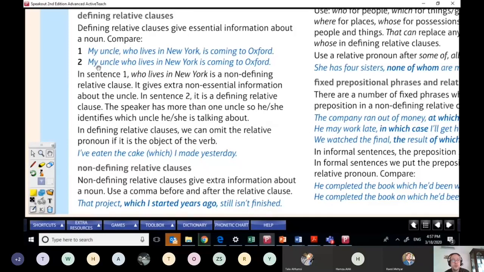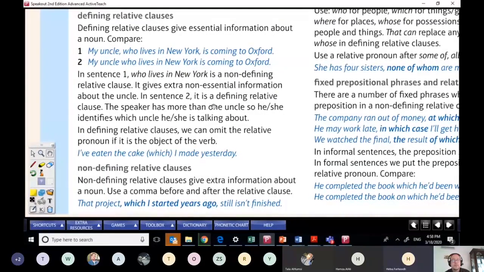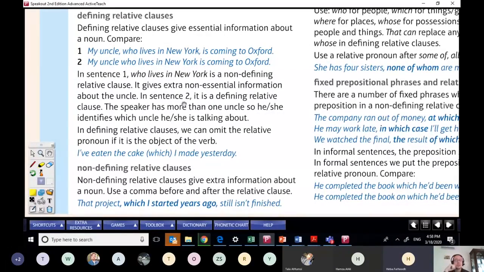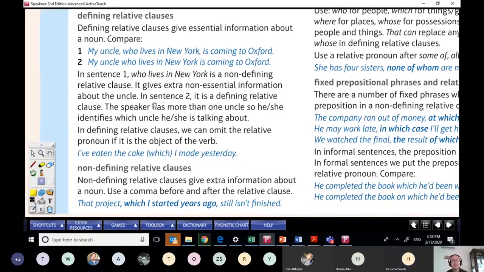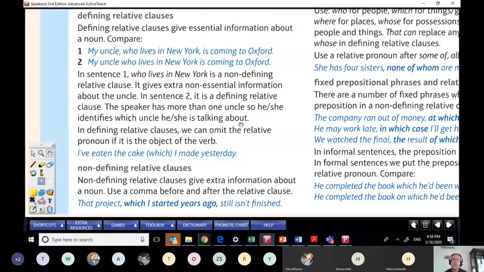Now here, part two, my uncle who lives in New York is coming to Oxford. Now this information becomes very important to the fact that it's describing the uncle. In the first sentence it's not important, and in the second sentence it's important. What it does is it changes the meaning of the sentence a little bit. In sentence two, since it's important, it means something a little bit different. That would mean that the speaker probably has more than one uncle. And so he is defining for us or identifying for us which uncle he's talking about.